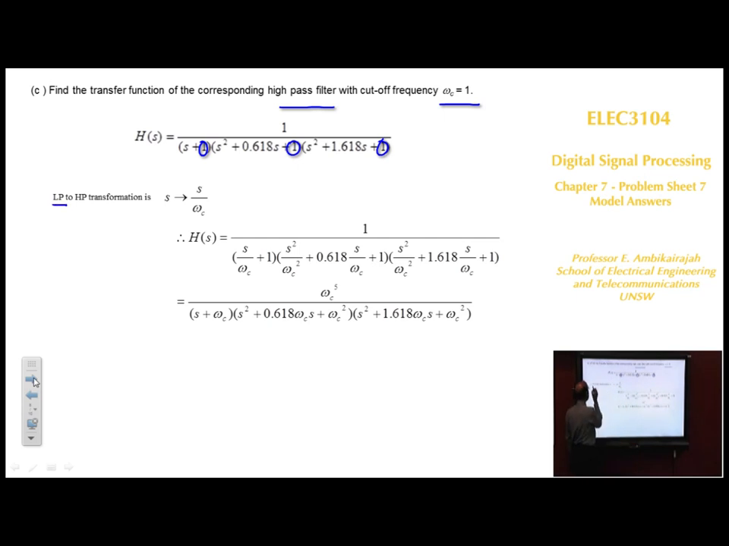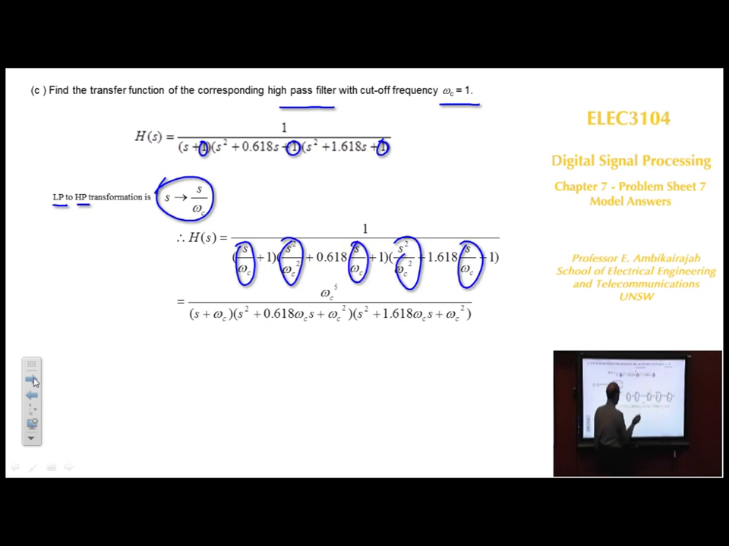So you do a low pass to high pass transformation, you substitute S by S over omega C, same thing as we did here. And substitute everywhere here and here. And then you simplify, that's the filter that you'll get. This is the low pass to high pass transformation. We did this one here. You can see that this is only denormalization.